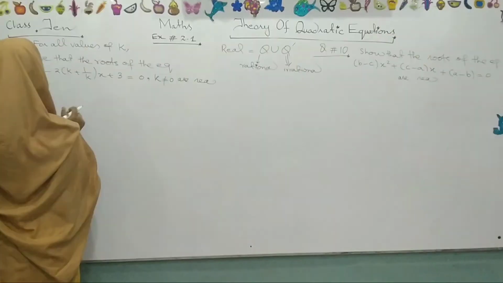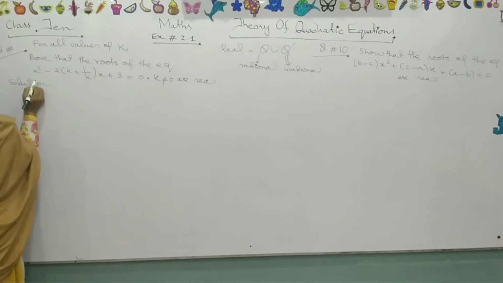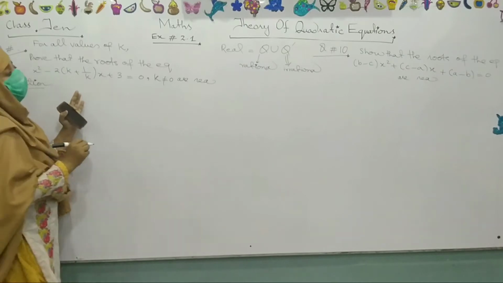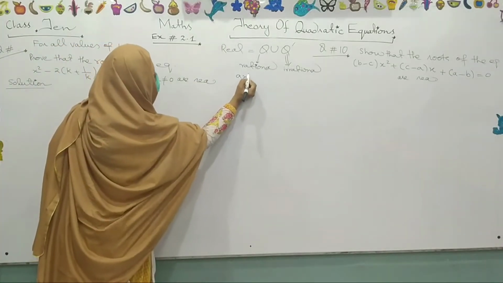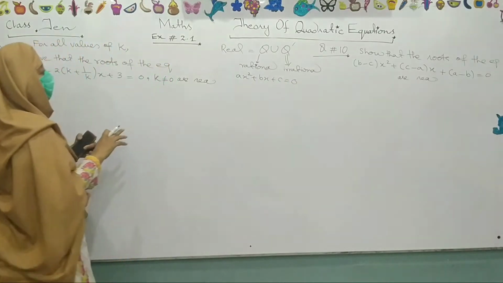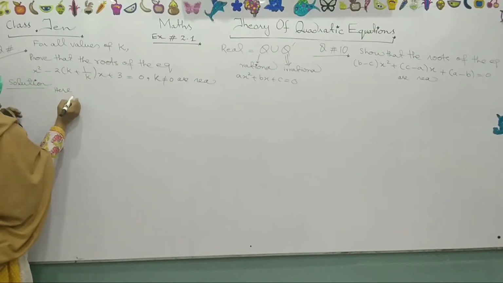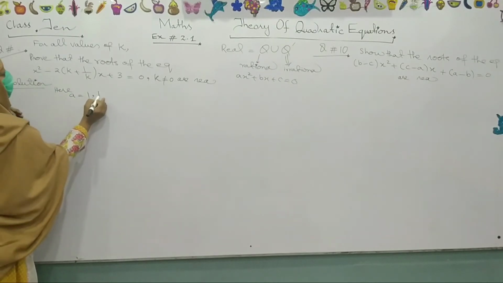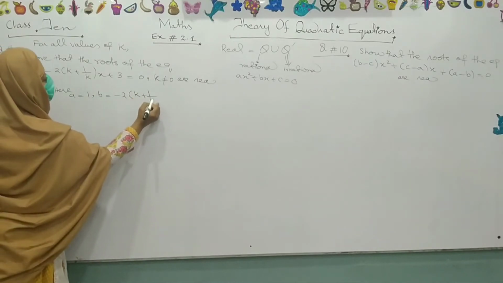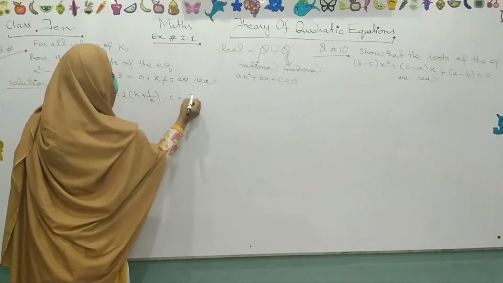So, what is our first step in the solution? First of all, I compare it with the standard form of quadratic equation ax square plus bx plus c equal to 0. And what is the coefficient of x square? Here, a is equal to 1. And what is b? Minus 2 into k plus 1 over k. And what is the constant term c? And c is equal to 3.